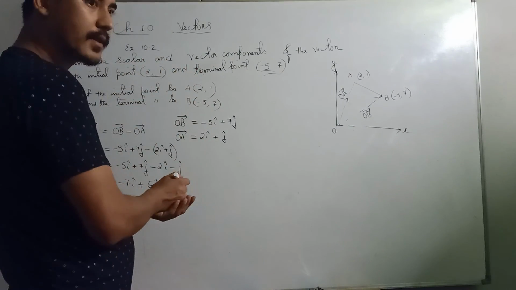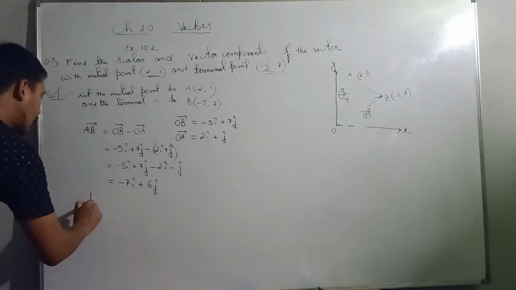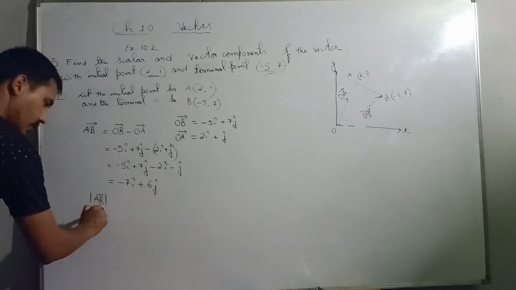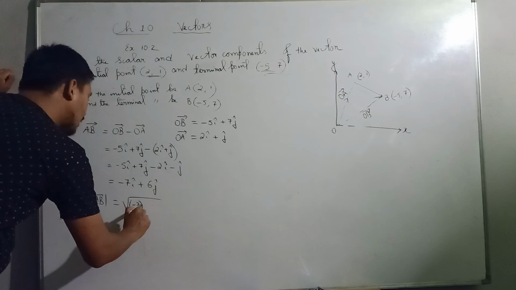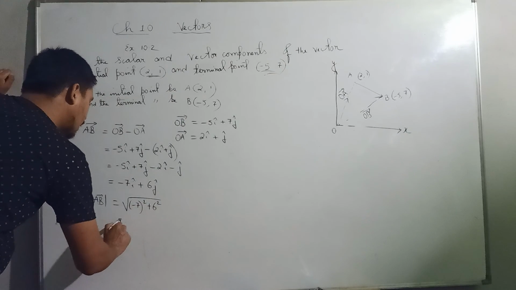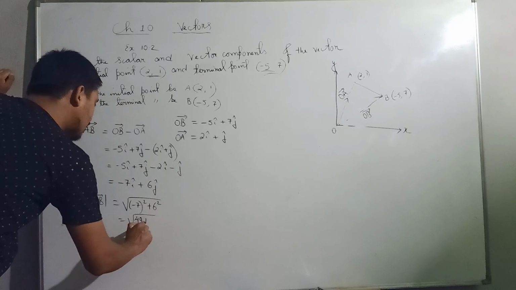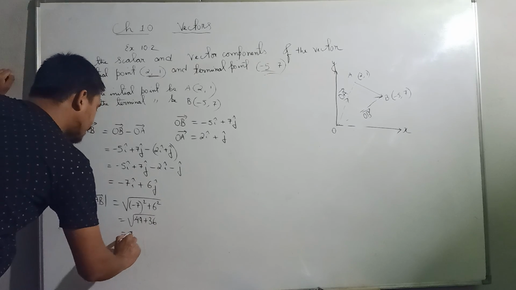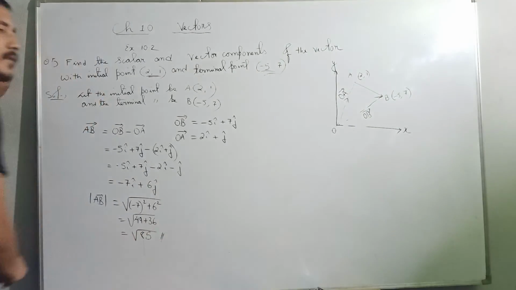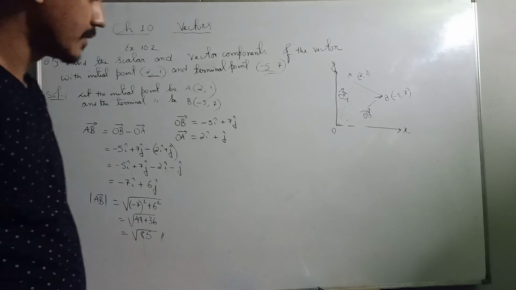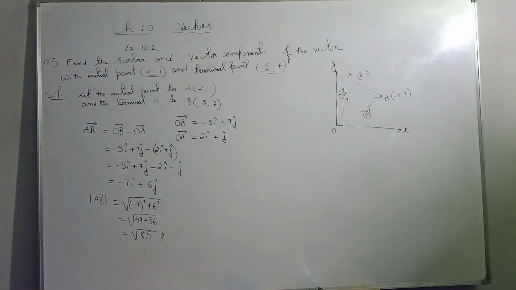Scalar component is also needed, right? Scalar component means what? The magnitude. You know the magnitude, right? Square root of x component square plus y component square. 49 plus 36 will be what? 85. Square root of 85 is the scalar component. Okay? Alright.